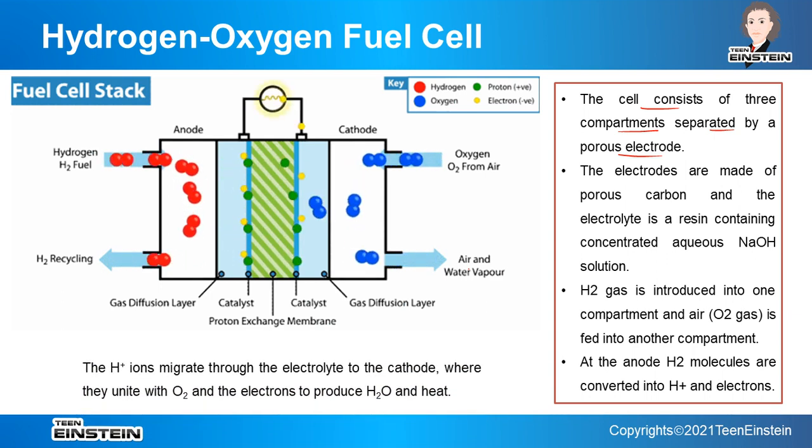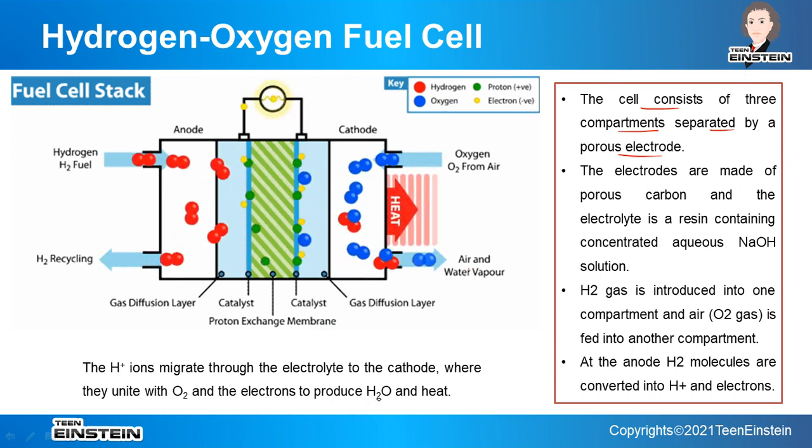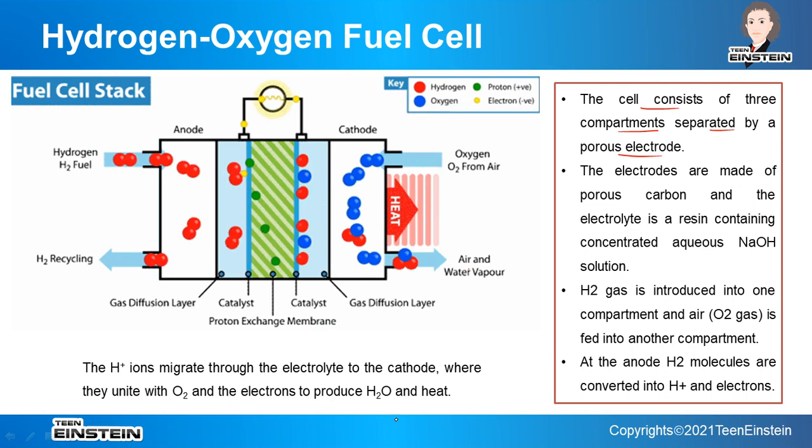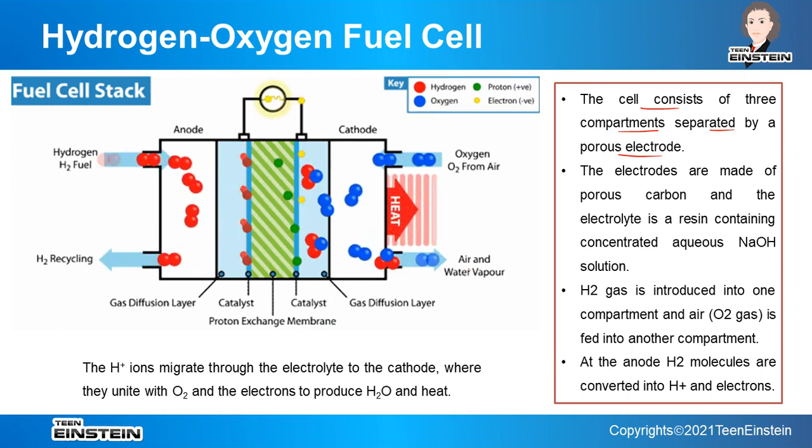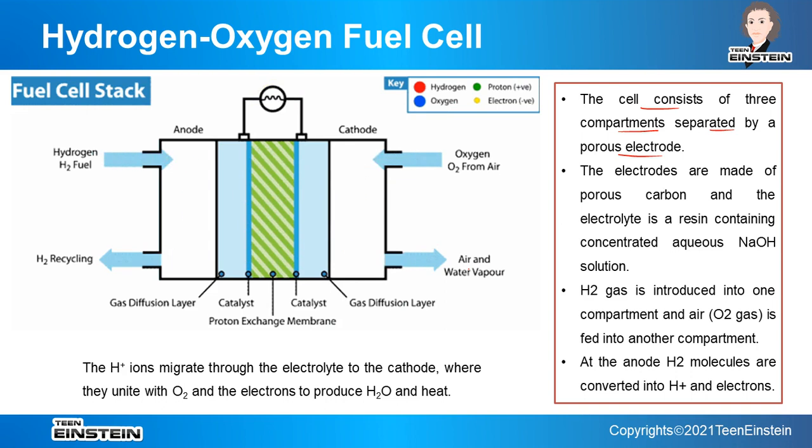The H plus ions migrate through the electrolyte to the cathode. So the H plus ions, these green atoms, unite with oxygen, and it also requires electrons because H plus is electron deficient, so that it can produce H2O, and heat is also generated. Fine. Now we will see the individual separate reactions going on at the cathode and anode.